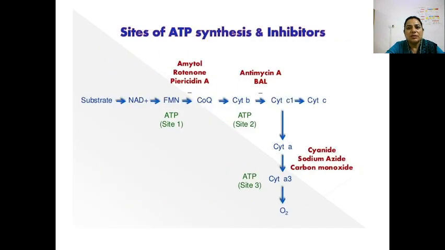Sites of ATP synthesis and inhibitors. So, this is site 1, that is amytal, rotenone and piericidin. Then at site 2, antimycin A and BAL. This is site number 3, that is cyanide, sodium azide and carbon monoxide.